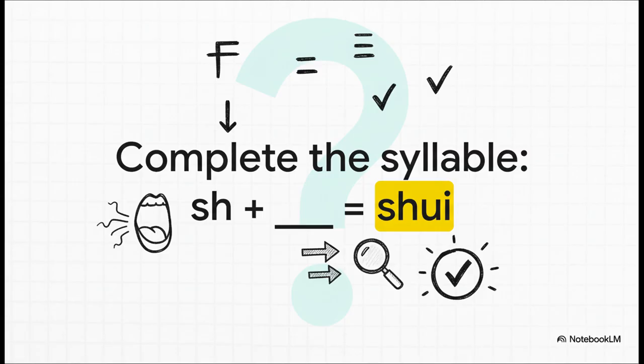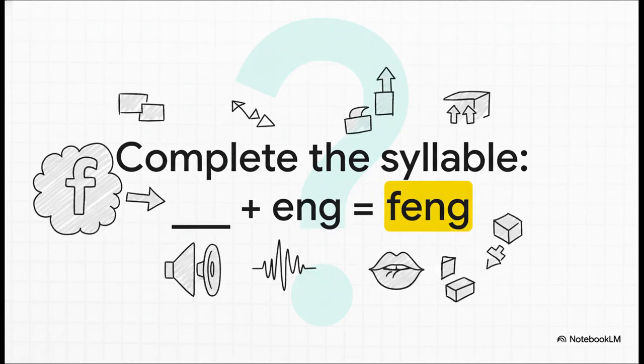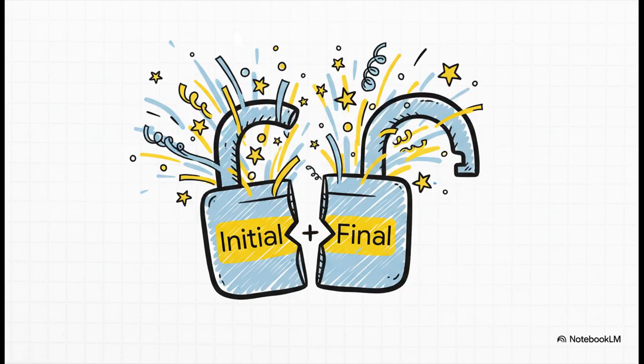Nice. Okay, next. This one's a little trickier. Sh plus what makes the sound shui. Look closely. You need the final we. You are totally getting the hang of this. And for the last question, we're going to flip it around on you. What initial do you need to add to the final eng to get the syllable feng? That missing first piece is the initial F. Perfect. And just like that, you've cracked the code.